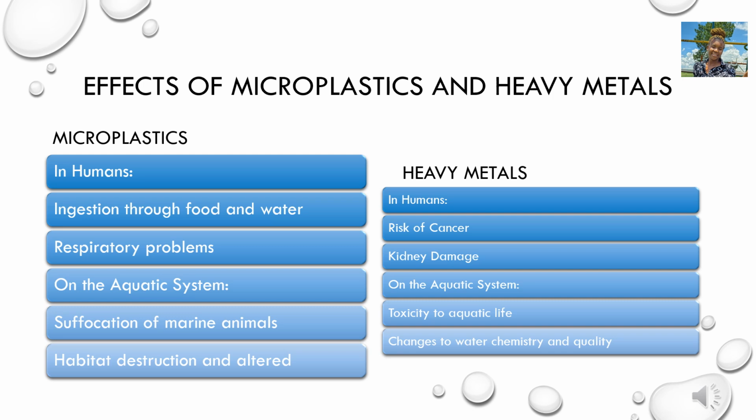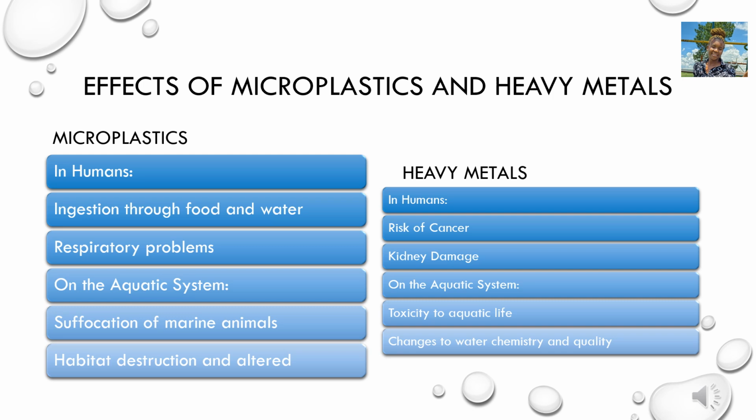Ingestion of microplastics by marine organisms can lead to physical injuries and blockages in the digestive tract. Microplastics can absorb toxic chemicals from the surrounding water, such as pesticides and heavy metals. When ingested, these contaminants can be released into the organism, causing toxic effects. Microplastics have been found in human stool samples, and maybe you're wondering how that can happen? Well, microplastics can enter the human food chain through seafood consumption, leading to potential health risks.